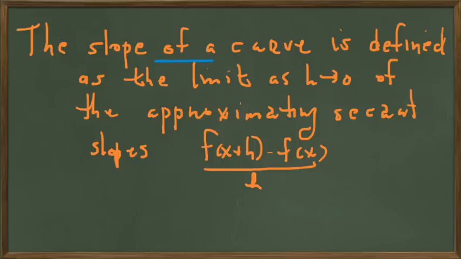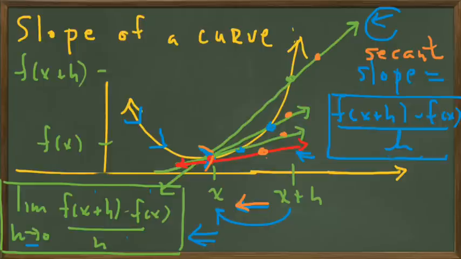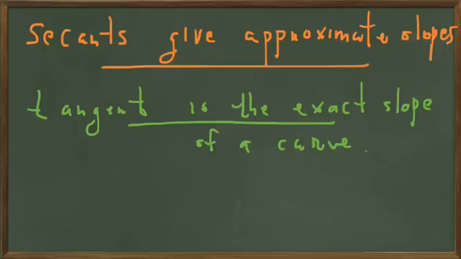The slope of a curve is defined as the limit as h goes to 0 of the approximating secant slopes, these slopes, and that is written as, so that is this slope here, and that is the tangent slope. Again, graphically, we wind up with the slope of the curve being its tangent, this red slope, and that is this limit of the rise over the run. So secants give approximate slopes, and the tangent is the exact slope of the curve.